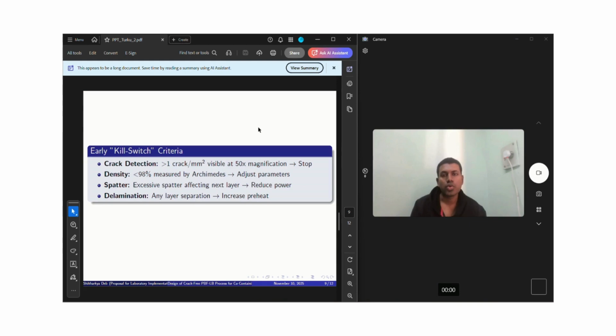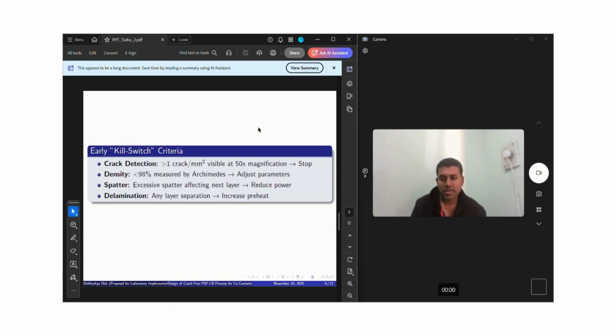The design of experiments includes low power, low speed, which is 200 watts and 600 millimeters per second. Low power, high speed, which is 200 watts and 1200 millimeters per second. Medium power, low speed, which is around 300 watts and 600 millimeters per second. Medium power, high speed, which is 300 watts and 1200 millimeters per second. High power, low speed, which is around 400 watts and 600 millimeters per second, and high power, high speed, which is around 400 watts and 1200 millimeters per second. These six build approaches are required for the design of experiments.